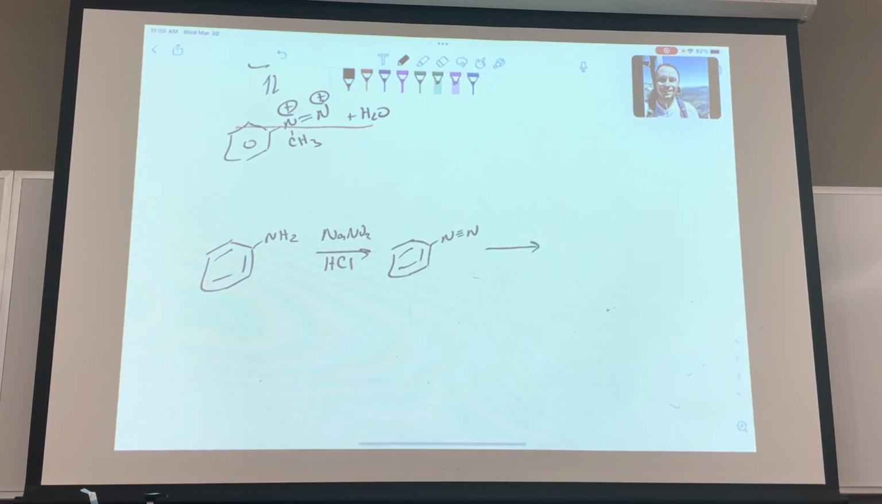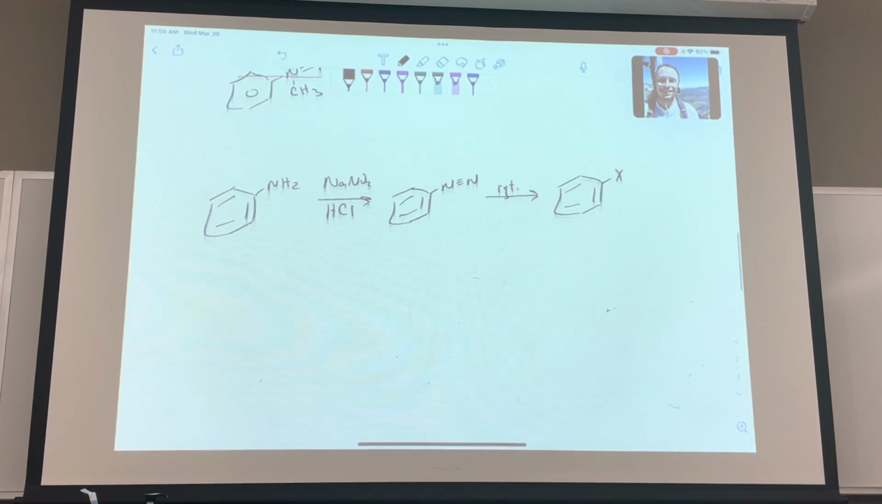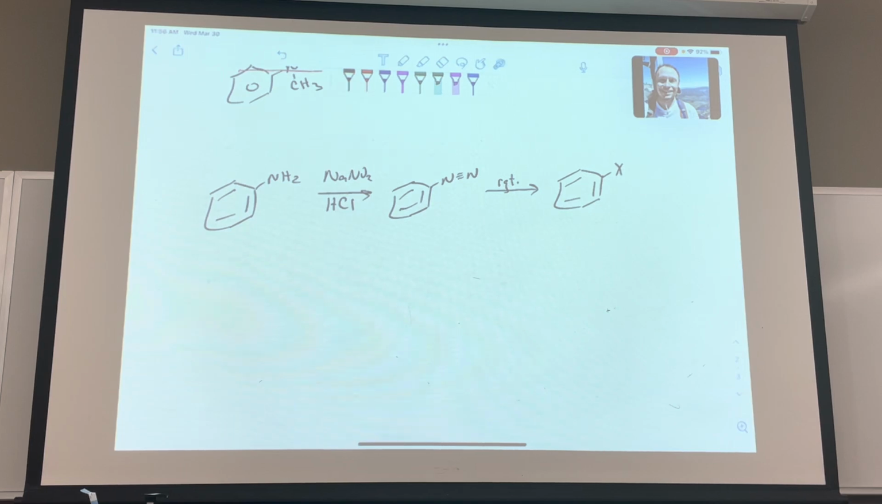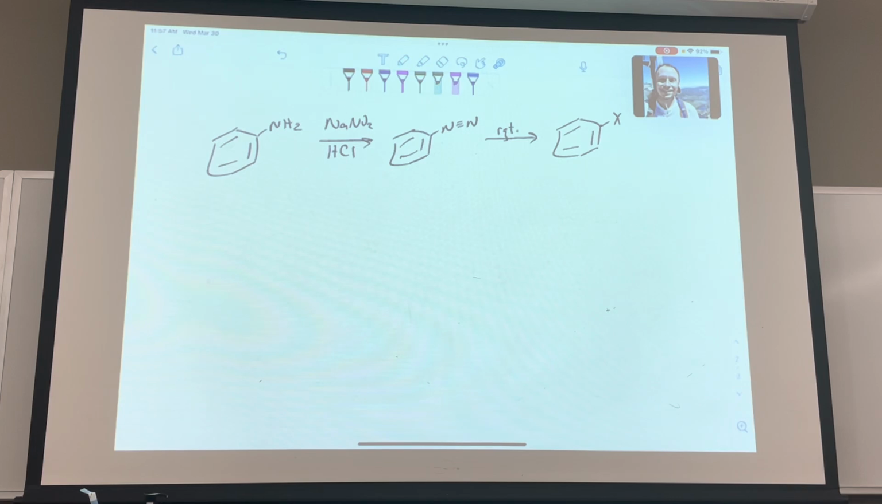Alright, so I think what I'm going to do is just give you a table. And so I'm going to give you a table that has two columns, one that has the X group, so whatever it is you can substitute the ring with, and then I'll give you reagents, which is what you'll use in order to put the X group on.